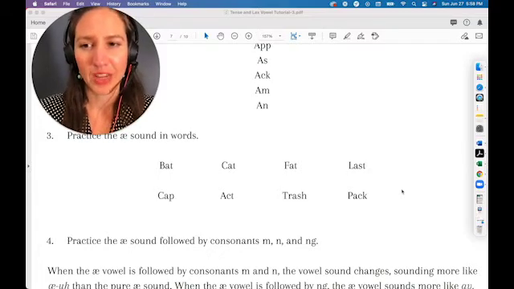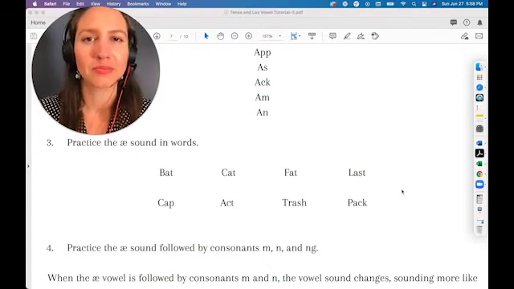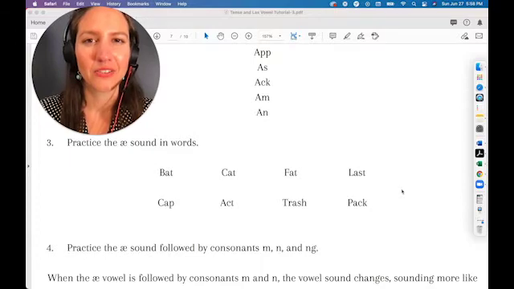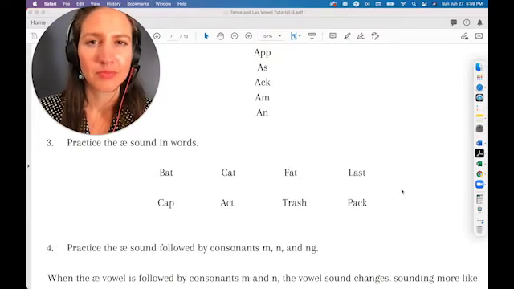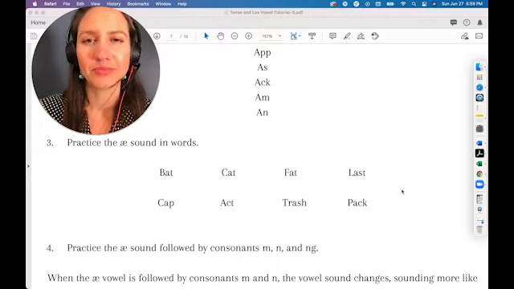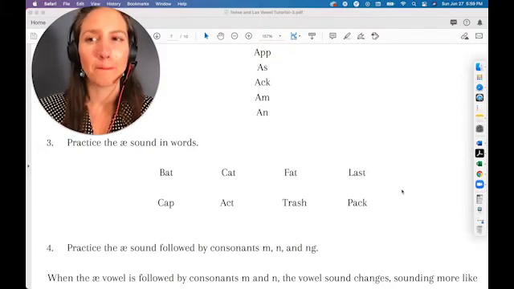Number 3, practice the ah sound in words. Bat, cat, fat, last, cap, trash, pack.